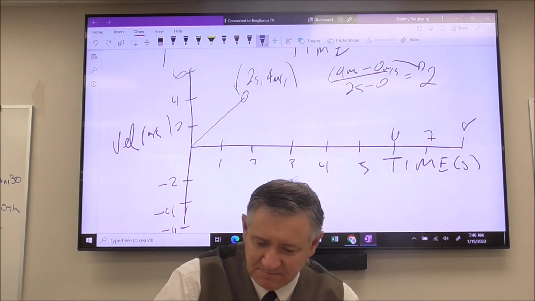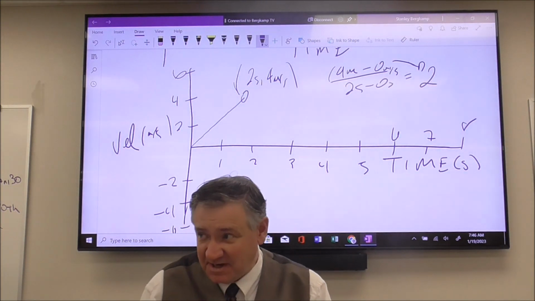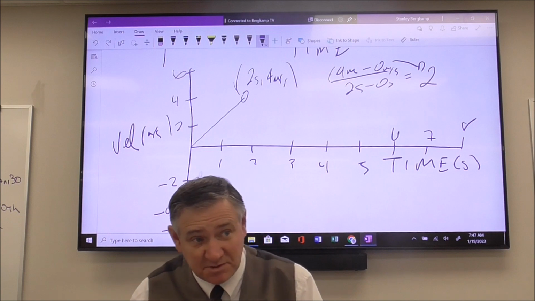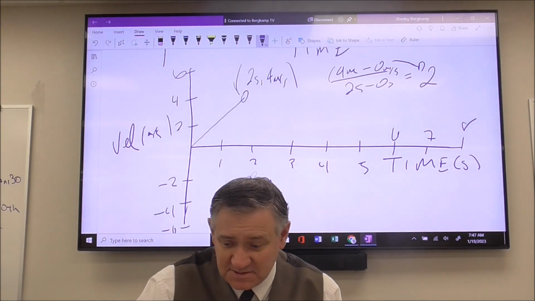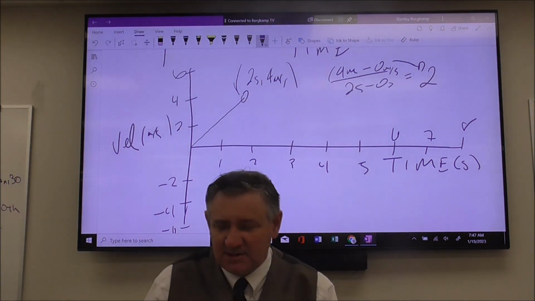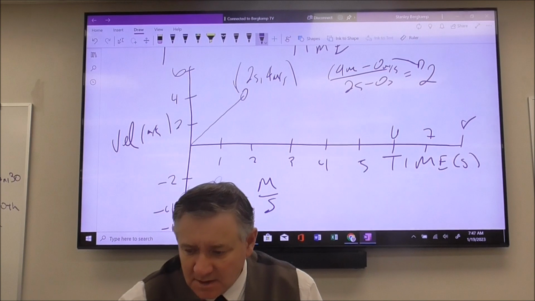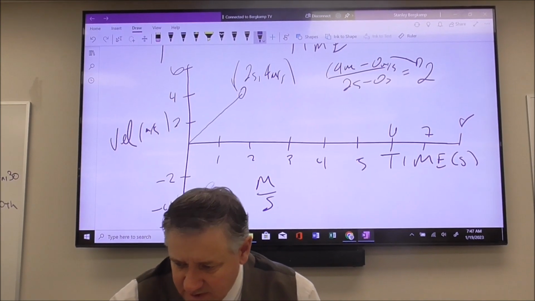Well, let's look at this. We're taking meters per second and dividing it by seconds, right? Instead of dividing by seconds, we can multiply by the reciprocal, and we get 1 over seconds. We get meters per second squared, otherwise known as acceleration. So I got 2 meters per second squared.